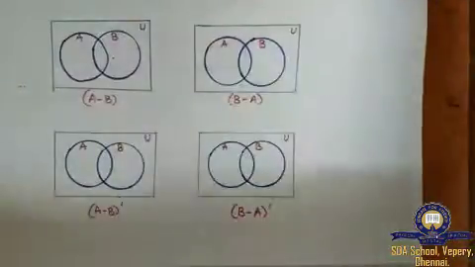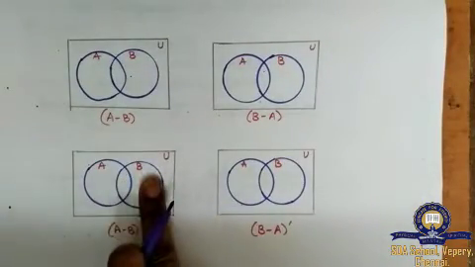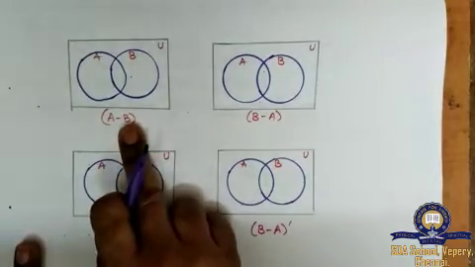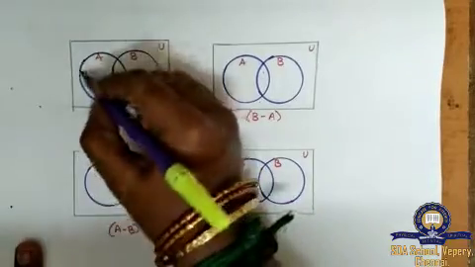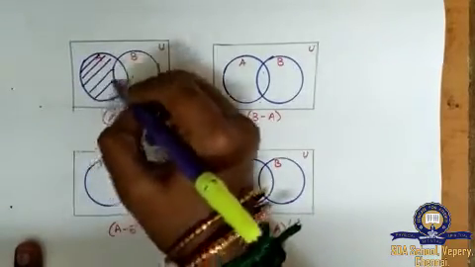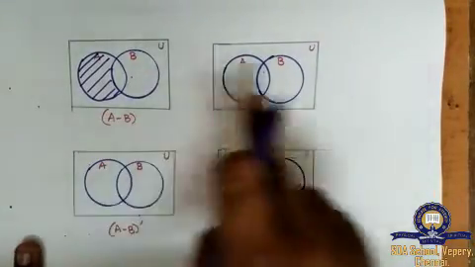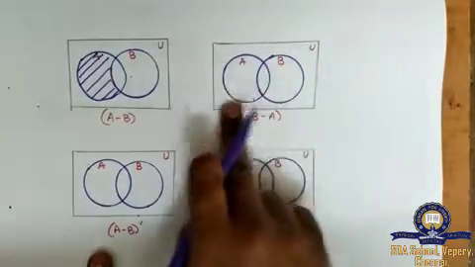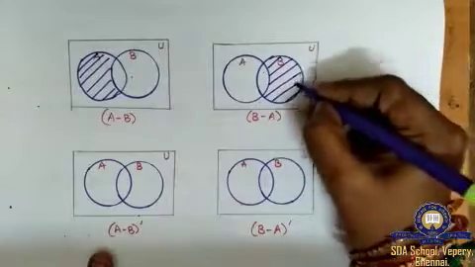Yes, next I want to teach you one more thing. A minus B. A minus B means what? After minus, whichever element is there, we have to leave that. So we have to leave the B set and shade only the A part. We should not touch the universal set because it is not the dash. Same way, B minus A means after minus we have A, so leave out the A circle and shade only the B part.